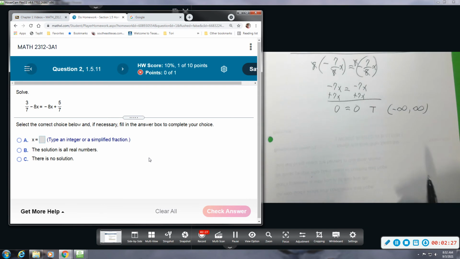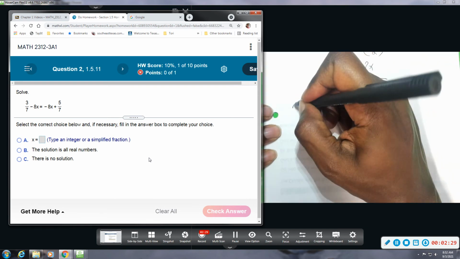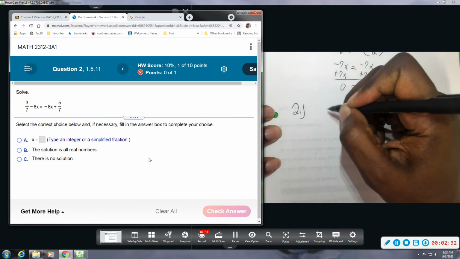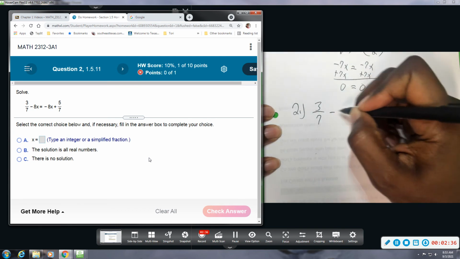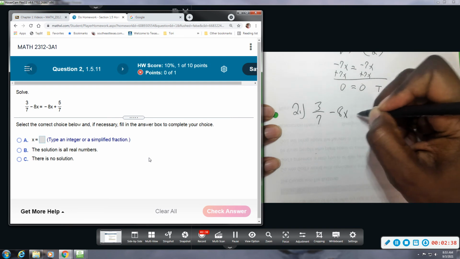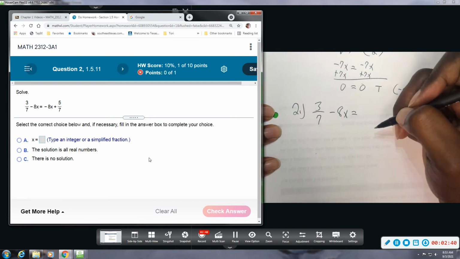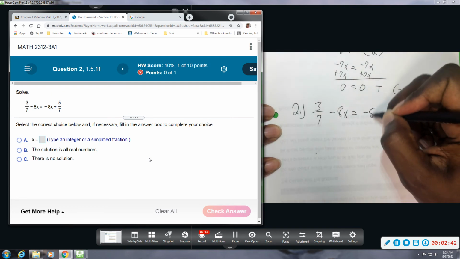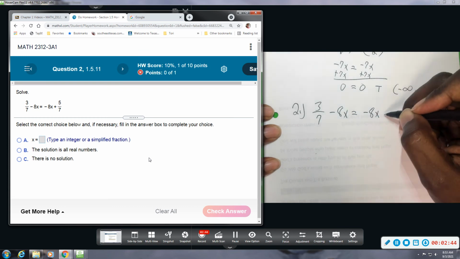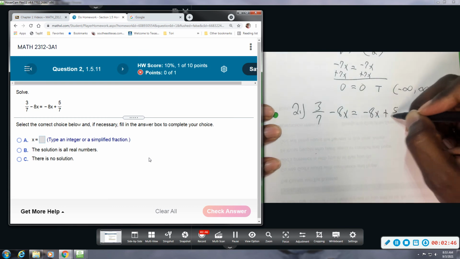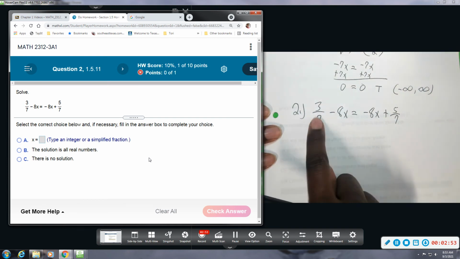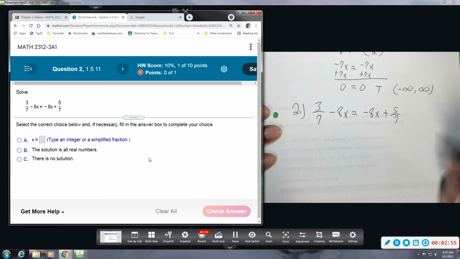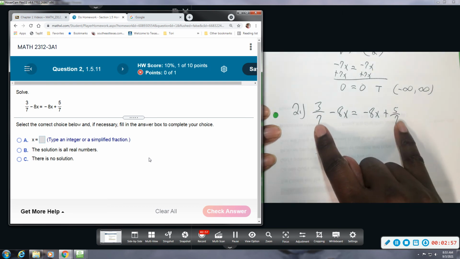All right, number 2, we have 3/7 minus 8x equals negative 8x plus 5/7. Okay, so this time I'm going to go ahead and add those fractions since they have the same denominator. Okay, because that's the only way you can add fractions together.